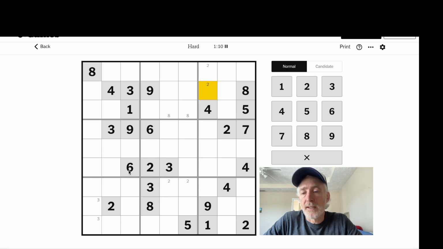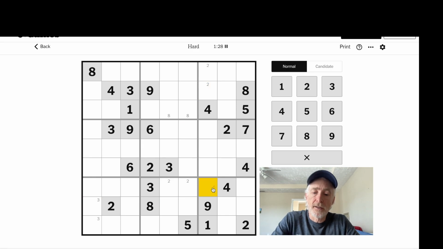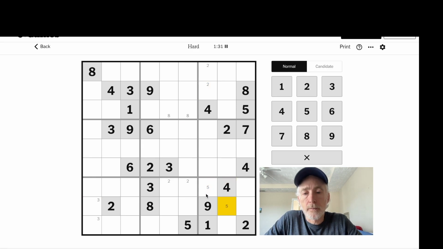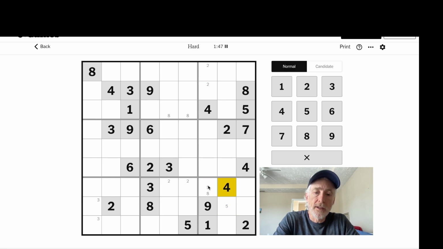So for example, this 6 and this 6 look into this box. But 6 can be in any of these 3 cells, so I'm not going to mark that just yet. So this 5 looks down, this 5 looks across, so 5 is going to be in one of these 2 cells. What else? This 8 looks across, and this 8 looks down, so 8 is going to be in one of these 2 cells.